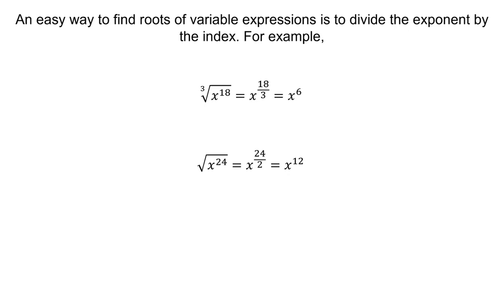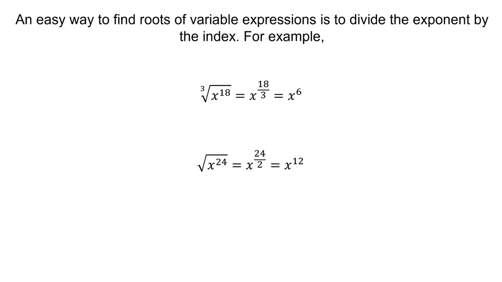Now that we know how to find square roots of numerical expressions, let's talk a little bit about how to find roots of variable expressions. It turns out there's an easy way to do this. All we have to do to find the cube root of a variable expression is to divide the exponent in the radicand by 3, or by the index.